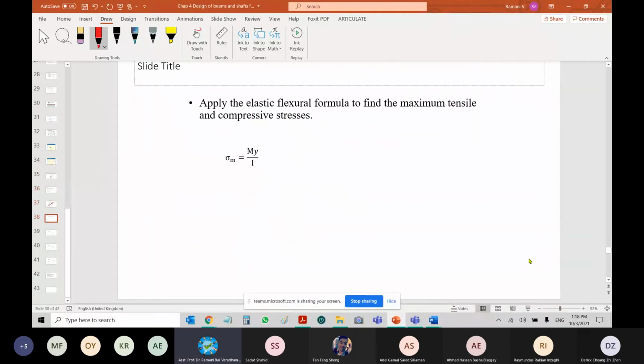So first you find out this value, maximum tensile stress, and then maximum compressive stress.